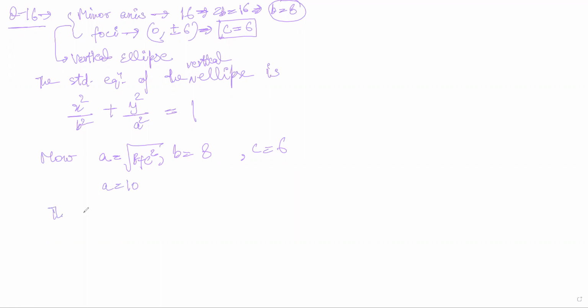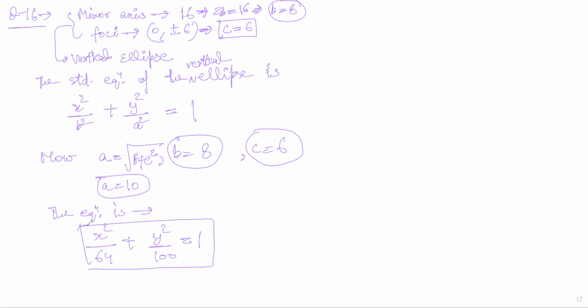Hence, the equation is x square by 64 plus y square by 100 is equal to 1. Fine. Good. Just understand what kind of ellipse is given and then find out a and b. Some information will be given in the question to find out a and b easily. Use that information and write out the equation.